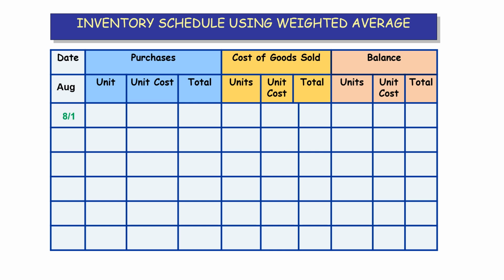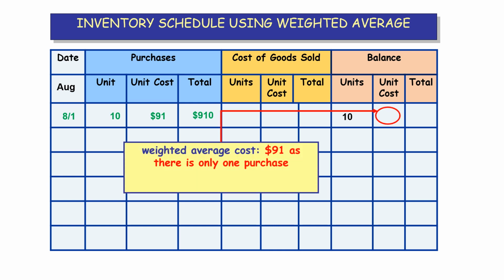So our first purchase was 10 units at $91, so 910. Now remember, every time I update the purchases or the cost of goods sold, I need to update the balance. So I filled in the purchases line first, so I'm going to move that to the balance. Since I bought 10, I'll put 10 in the units. Now, I told you that we need to calculate an average cost after every purchase. Since this is our first purchase, the average cost will be $91. So we'll put 91 at 910.